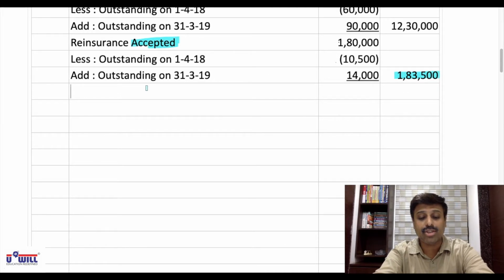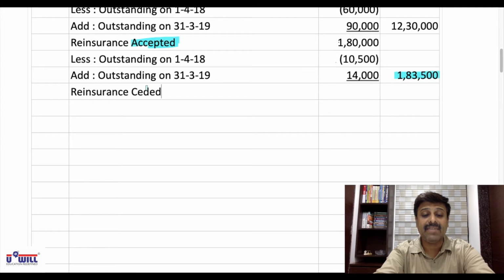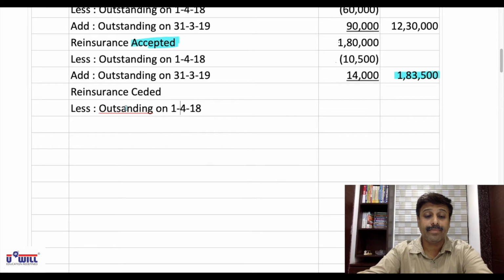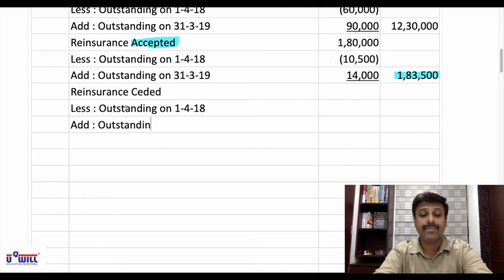Now we take reinsurance ceded. Okay, exactly the same way, reinsurance ceded. In that we will subtract outstanding on 1418 and we will add closing outstanding, that is outstanding on 31,390.